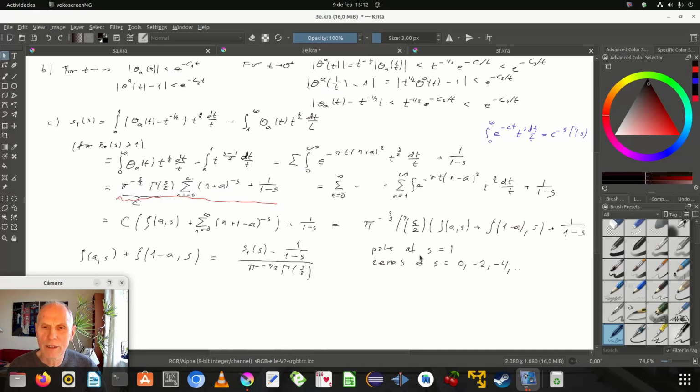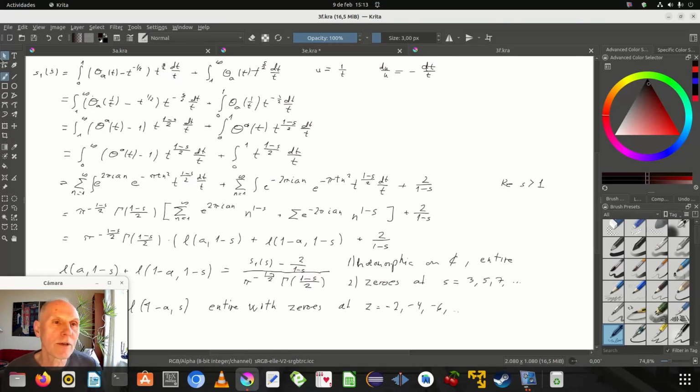How come I write it has a pole at 1? Oh yeah, and this doesn't. So it has a pole at 1. I was already remembering the next part. And then gamma has zeros at negative integers, so that means that this function has zeros at 0, -2, -4, etc. Oh yeah, and at 0, of course. So that was the first part of question C.